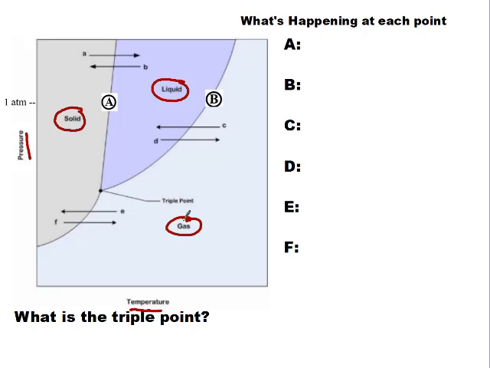Solid is always at the low temperature and high pressure. Gas is always the highest temperature and lowest pressure, and liquid's always in the middle of the two.